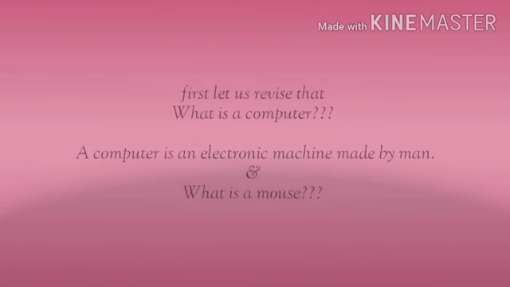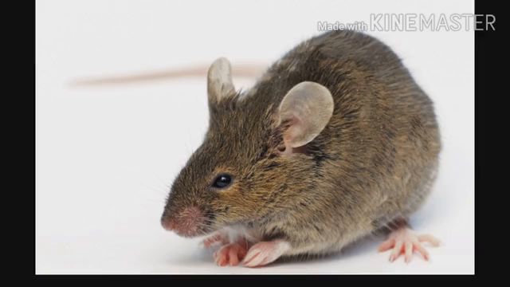First, let us revise what a computer is. Basically, a computer is an electronic machine made by man. And what is a mouse? Look at this picture carefully. This is a mouse. Now you will say, ma'am, you told us that a computer mouse cannot run and eat, but this mouse can run and eat. And you taught us that a computer mouse has a long tail like wire going into the CPU cabinet, and that it helps us to draw pictures and point at things on the monitor. Yes, you all are right.